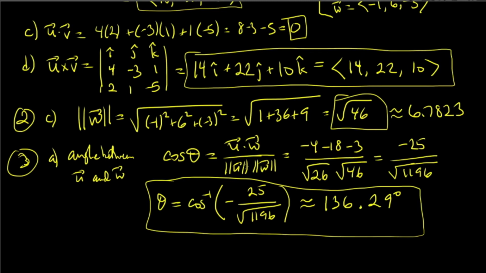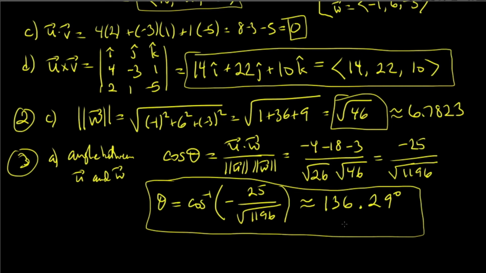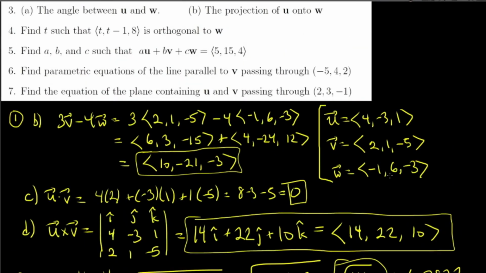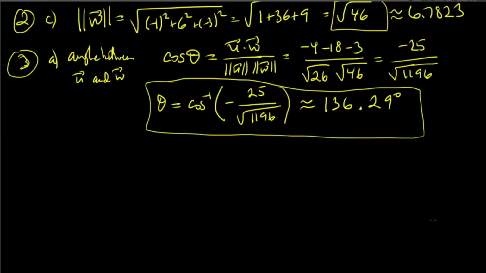So not hard, right? And of course we know it's bigger than 90 degrees because the cosine is negative, so that makes sense. Projection of u onto w, sure, we can do that one also. So 3b, projection of u onto w.